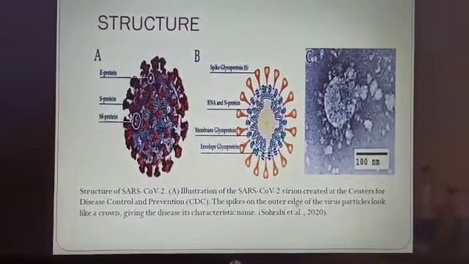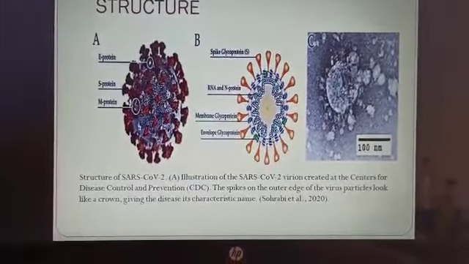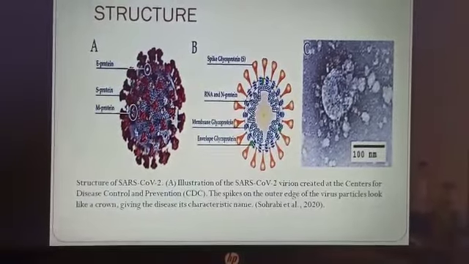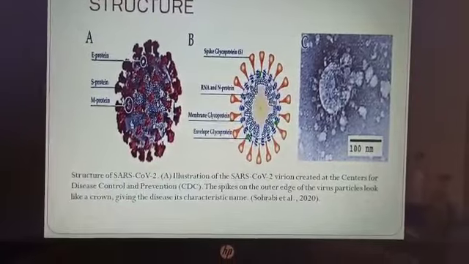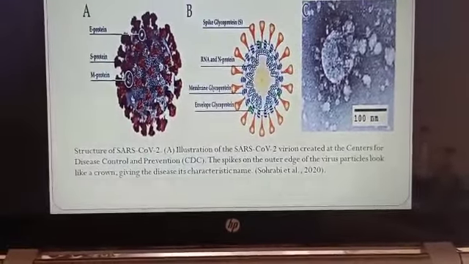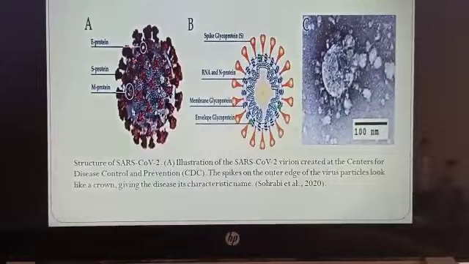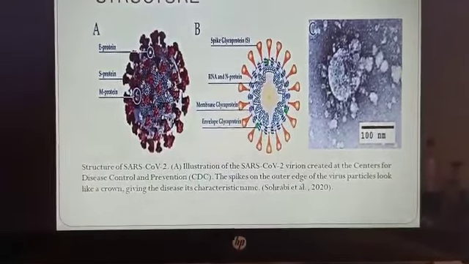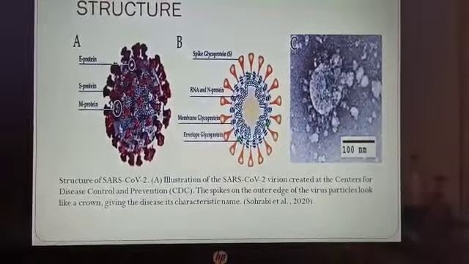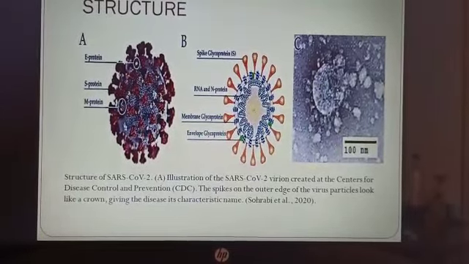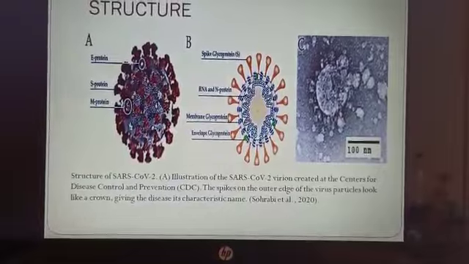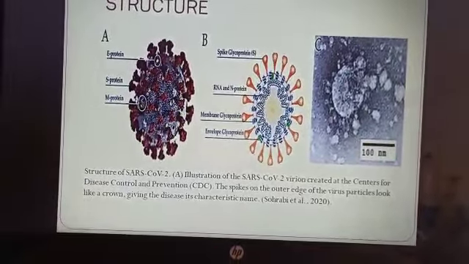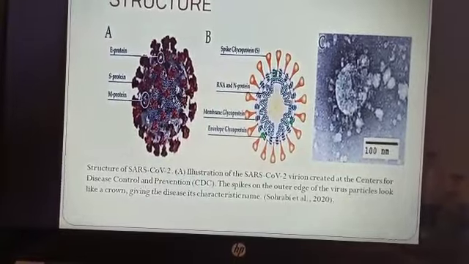Here is the structure of the SARS-CoV-2. You can see the structure of this virus, with images given by the Center for Disease Control and Prevention. The spikes on the outer edge of the virus particles look like a crown, giving the disease its characteristic name. COVID means crown.